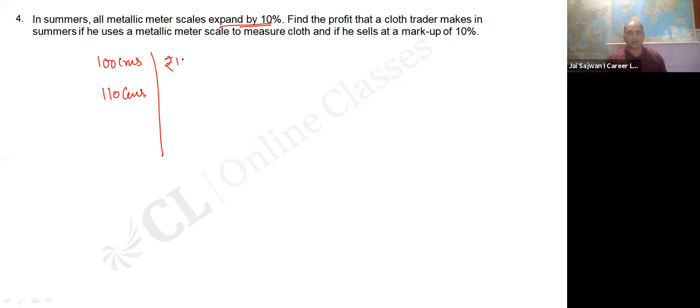100 centimeters is supposed to be given, you are actually giving 110 centimeters. And a 100 rupees item, which you purchase at 100 rupees, you are going to sell at a markup of 10%, meaning you are selling it at 110. So what happened to this one? Is it a profit or loss? Of course, it's a loss. A loss is always less than one. What about this? It's coming out to be profit.